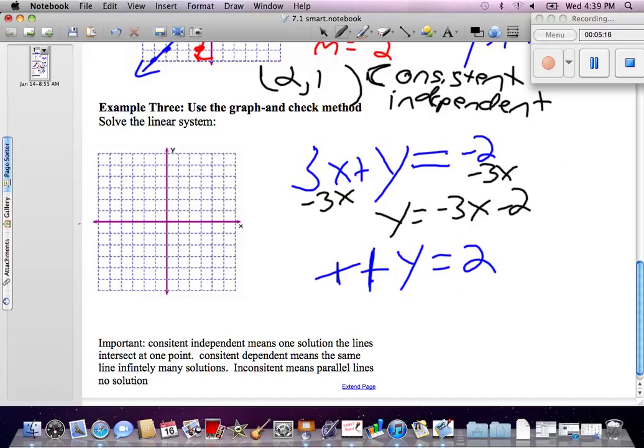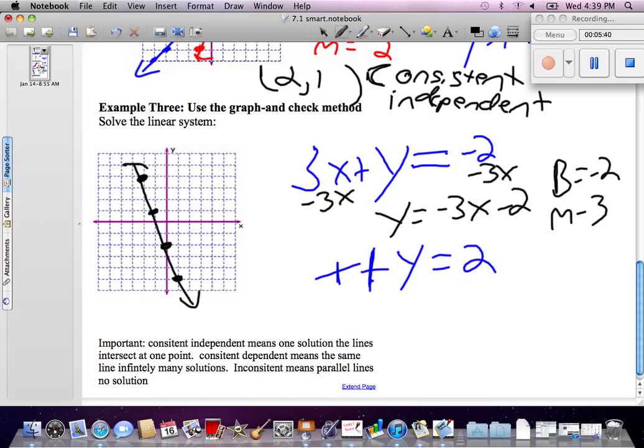Now for here, my y-intercept, my b, is negative 2, and my slope is negative 3. So I'm going to graph this one in black. I put my first dot at negative 2, and then I go down 3 over 1, or up 3 over negative 1, up 3 over negative 1, and here's my nice graph.